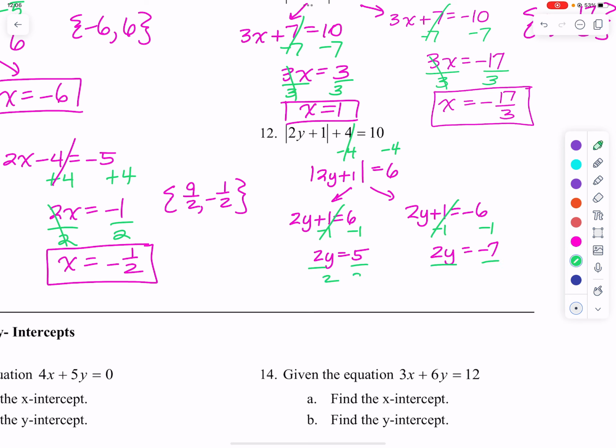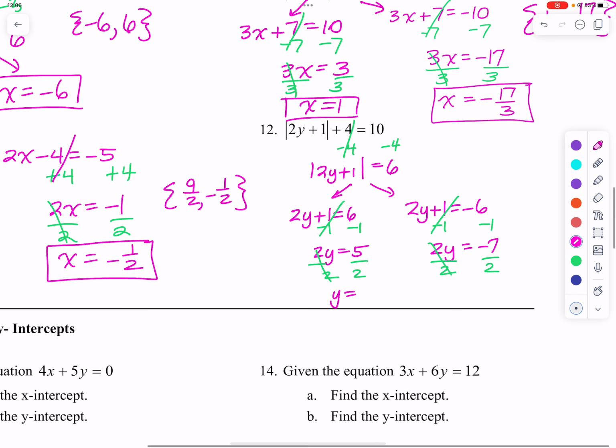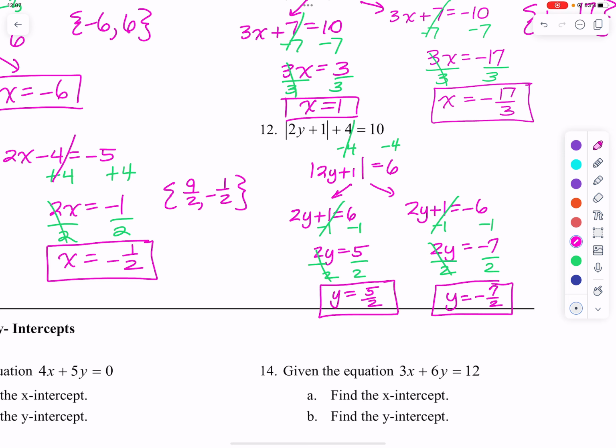And dividing both sides by 2, you can see I like to work them side by side. We have y equals 5/2, or y equals negative 7/2. Okay.